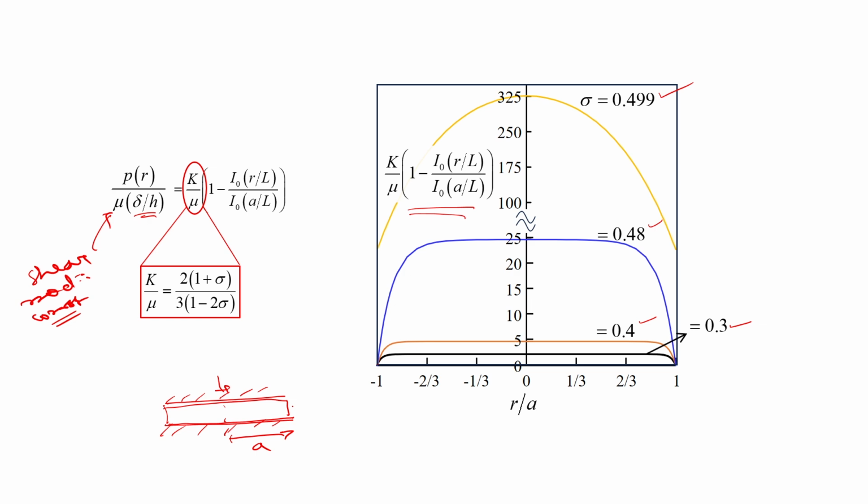Here it is 0.3, 0.4 and 0.48, and as it goes closer to incompressibility, where sigma is equal to 0.5, the amount of load that needs to be applied increases quite significantly, and that is what this particular data shows.